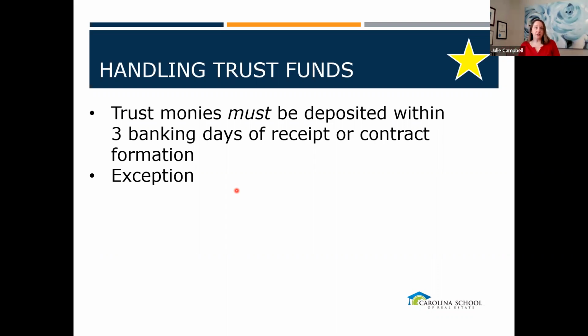So in the throes of negotiations, we might be forming the contract. So when we say 3 banking days of receipt or contract formation, there are 2 scenarios this could fall under. The or means. Scenario number 1, and probably the most common: we negotiate, the contract is accepted, the buyer delivers earnest money, and the escrow agent has 3 banking days from receipt to deposit. So if you get the earnest money today, day 1 would be Wednesday, Thursday, Friday. You have 3 days to put that in your trust account.